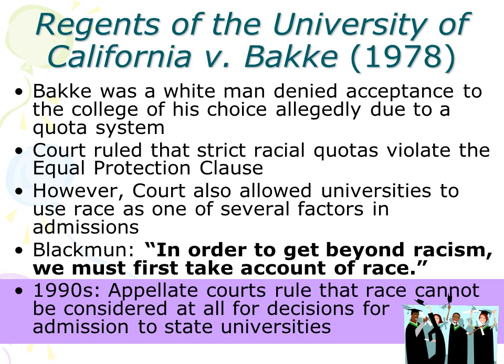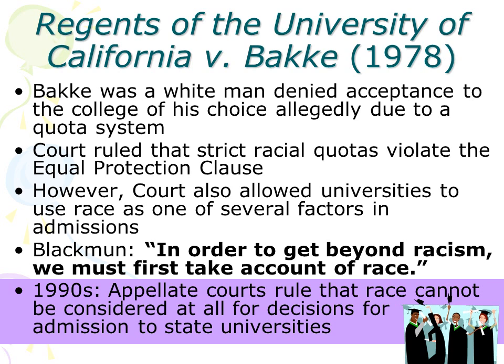Now, they did say that they allowed universities to use race as one of several factors in admissions, but they said that this racial quota thing had to be struck down. And their rationale for saying we can still look at race, this was Justice Blackmun at the time, was: in order to get beyond racism, we must first take account of race. We've got to take a look at what's going on, can't just not look at anything at all, or else we're not going to be able to assess what's going on.